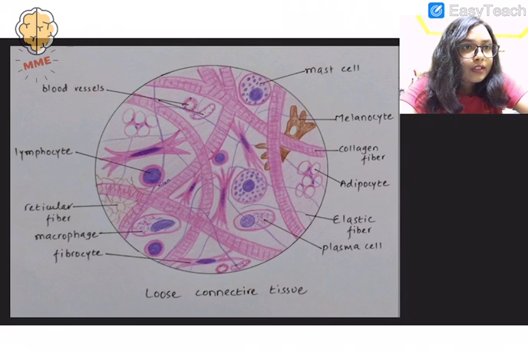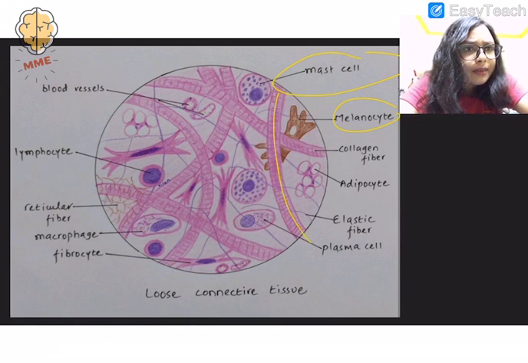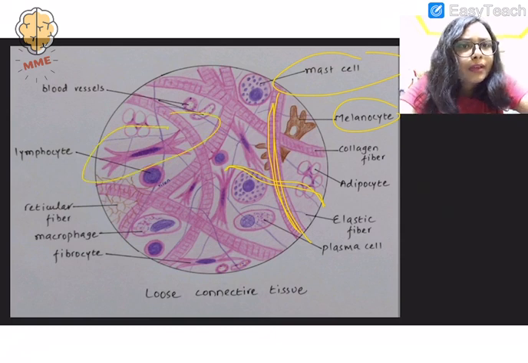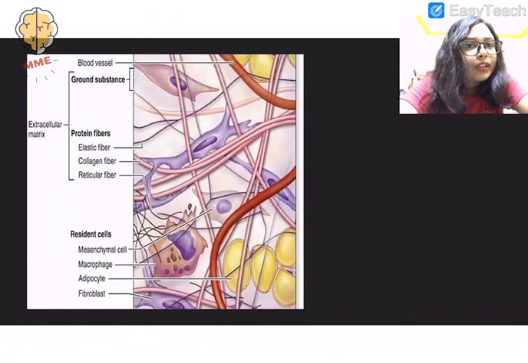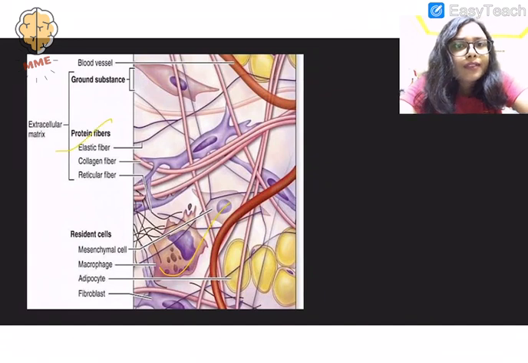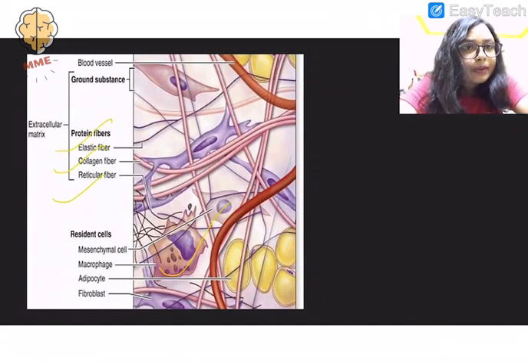This is how you will draw this. You will draw everything we have here: melanocyte, mast cells. See these fibers, these are the collagen fibers, these are the elastic fibers. Everything possible is here, the fibroblast and all. Okay, this is the diagram. See the elastic fiber, the collagen fiber, the reticular fiber.